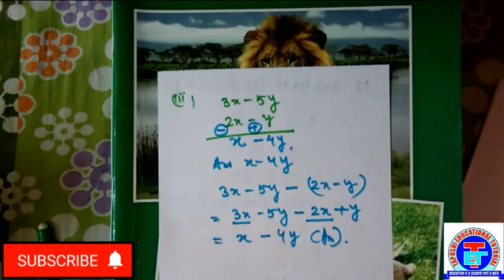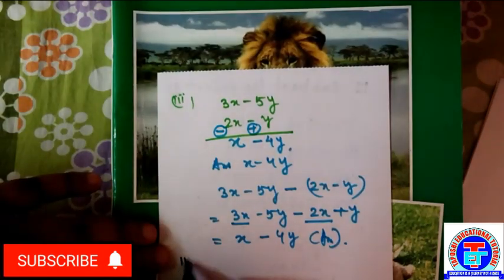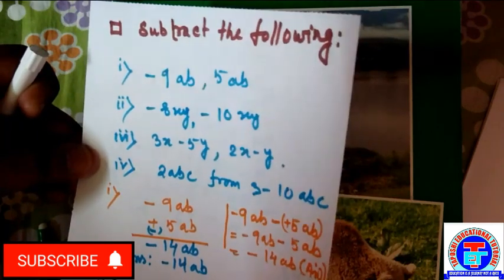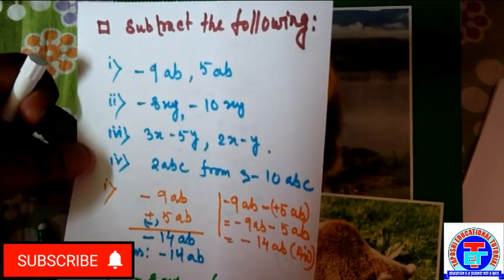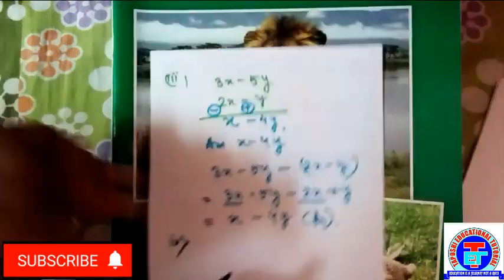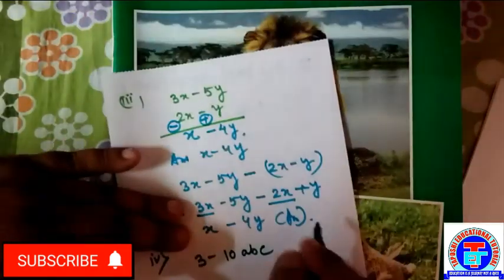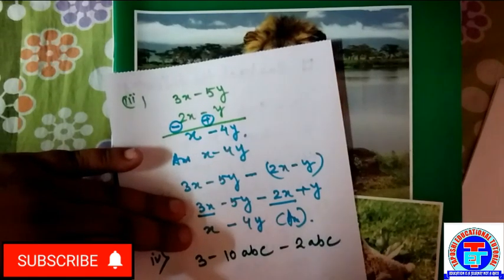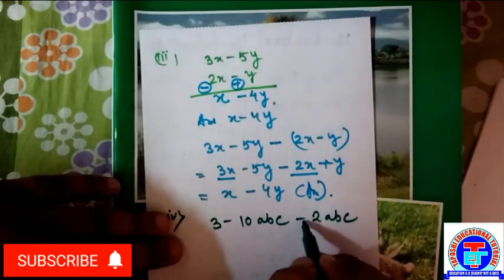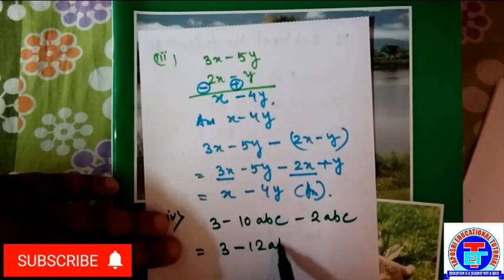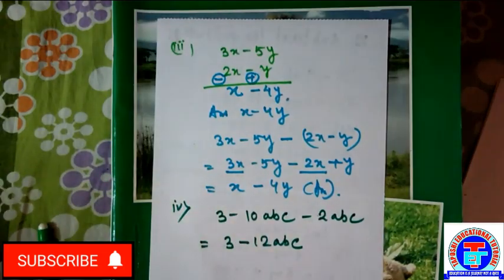Another problem is also given here, number 4: 2ABC from 3 minus 10ABC. So we write first 3 minus 10ABC and subtract 2ABC. Here the plus sign became minus, so it will become 3 minus 12ABC. I hope, student, you understand very well.